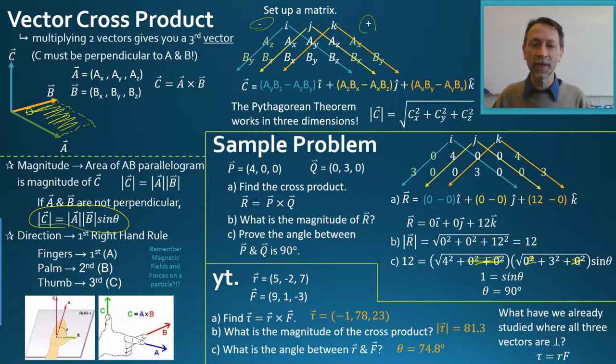And then for the direction, we would use the fingers, thumb, and palm, which is the first right-hand rule. Or sometimes you see it this way, where you have your thumb, your pointer finger, and your middle finger going in different directions. So that's your X, Y, and Z axes. And that, in a nutshell, is vector cross products.